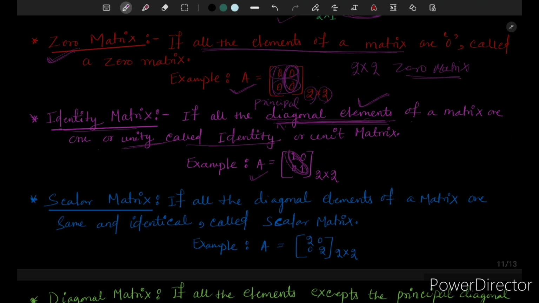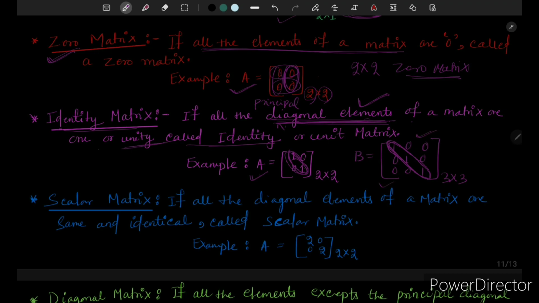I think it will be better if we take a 3 by 3 matrix. So let's take a 3 by 3 matrix, that is 1 0 0, 0 1 0, 0 0 1. This will be very clear, since we have a 3 by 3 matrix. You can see that this is called the principal diagonal, and these are called the off diagonal elements.